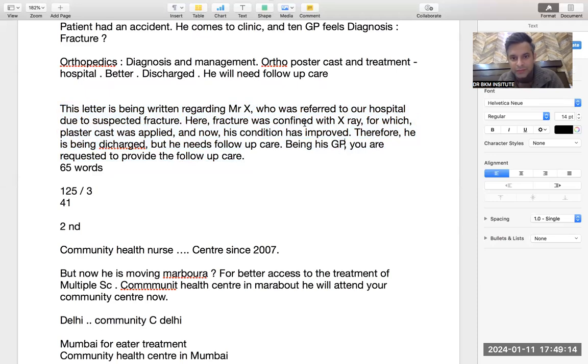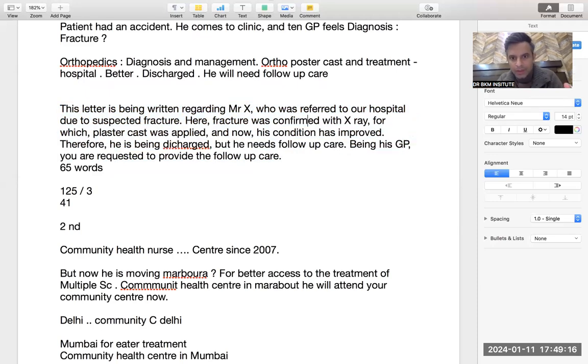Whose fracture was confirmed with X-ray, for which a plaster cast was applied. Now his condition has improved. Therefore, he is being discharged, but he needs follow-up care. Being his GP, you are requested to provide the follow-up care.